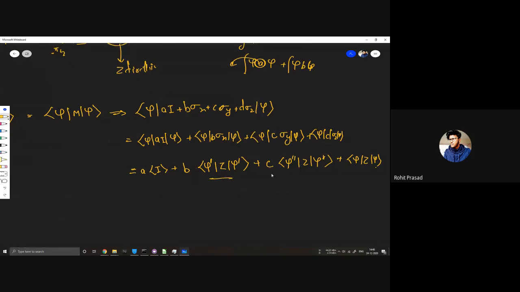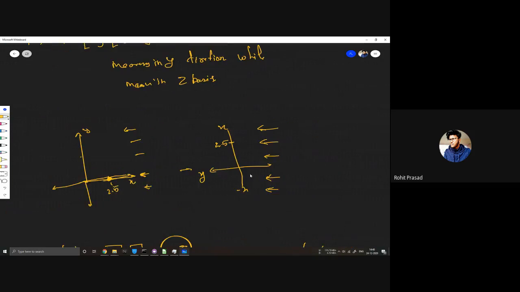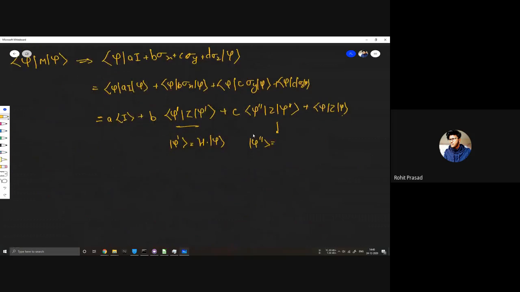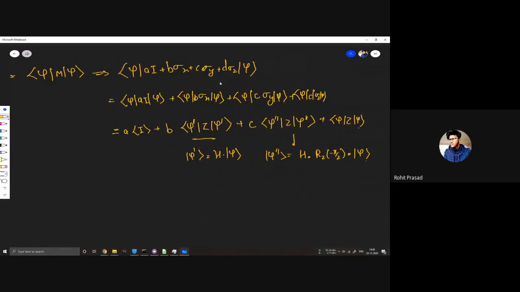So we can measure all of them. Psi dash is H dot psi, and psi double dash is equal to H dot Rz minus pi by 2 dot psi. Okay, so we now know how to decompose a matrix in a form of Pauli matrices. We know we can do this thing.